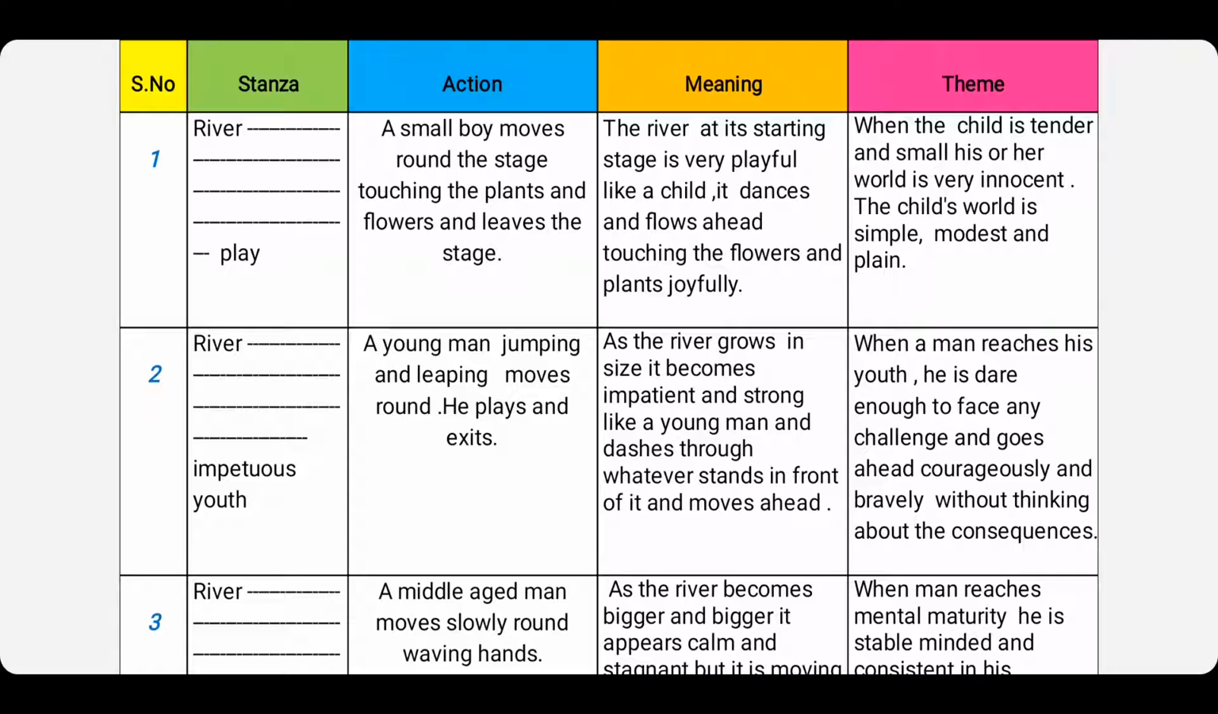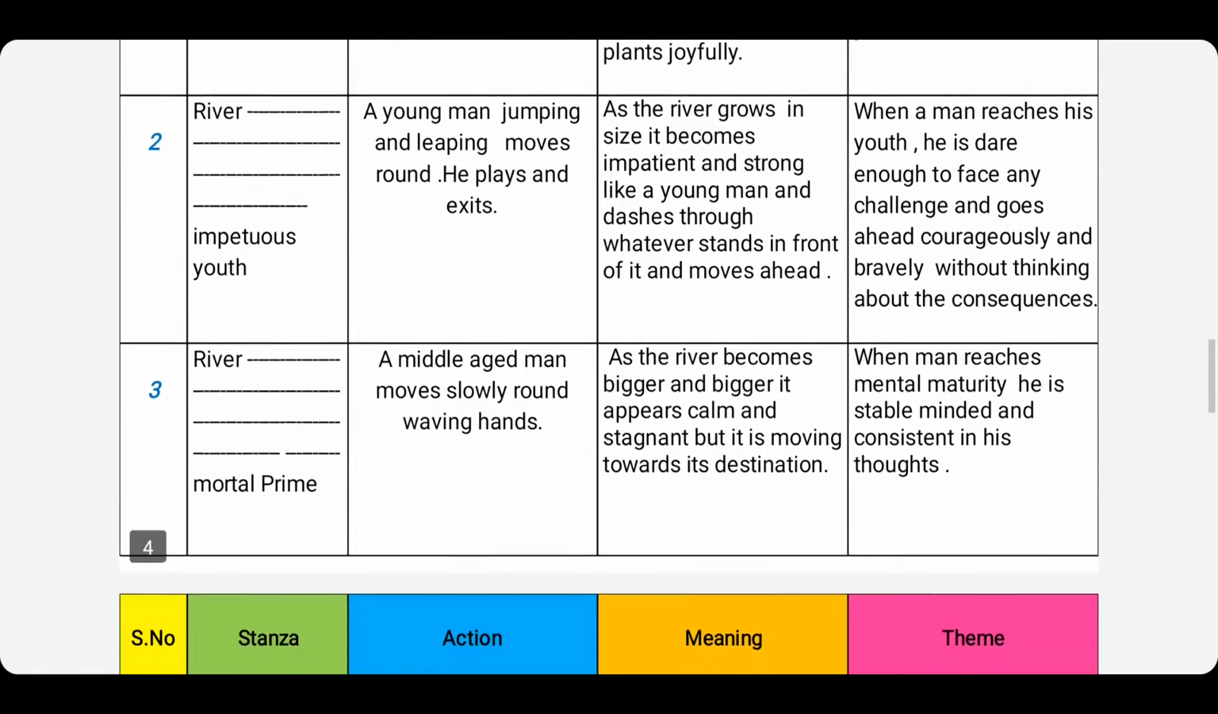Consequences means results. If I do this, what will happen? What would be the next thing? They don't care about all those things. They just go ahead because they are very young and strong. They believe that they are very right. They are correct in their ways. So that is how the river is compared to a young man.